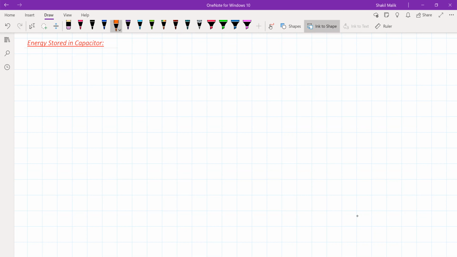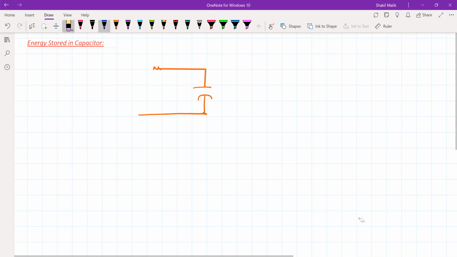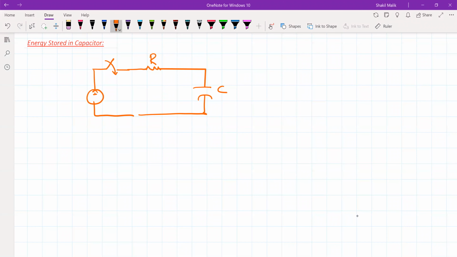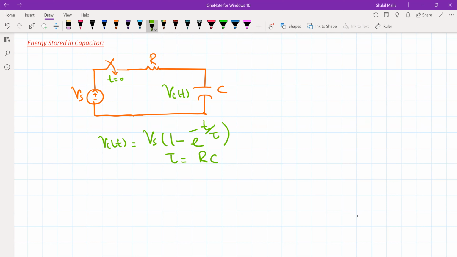So in the previous session, we learned that when we connect an RC circuit to a battery through a switch, the capacitor voltage Vc, when we connect the switch at t equal to 0, looks like this: Vs(1 minus e to the power minus t by tau), and tau is simply equal to RC, and it has the units of time.